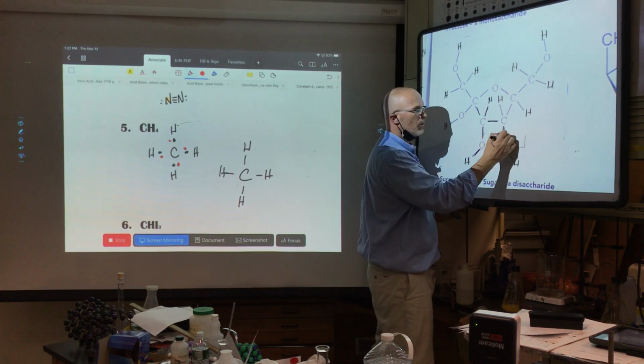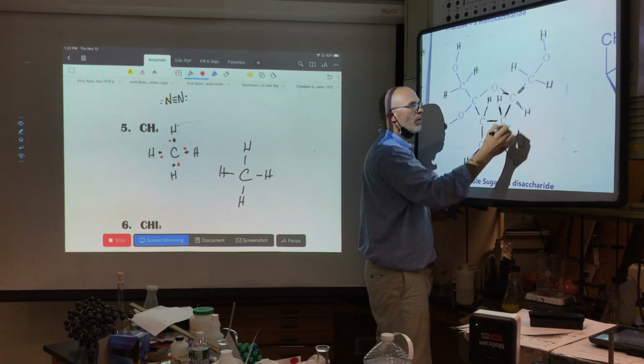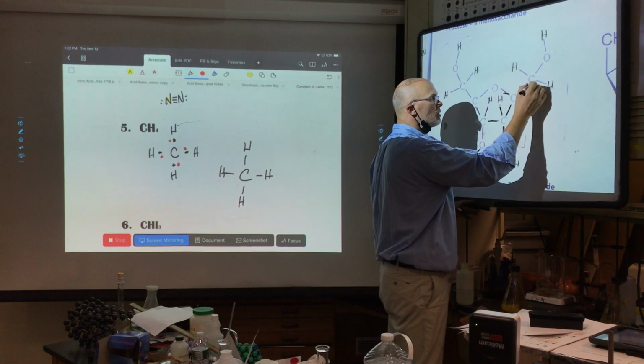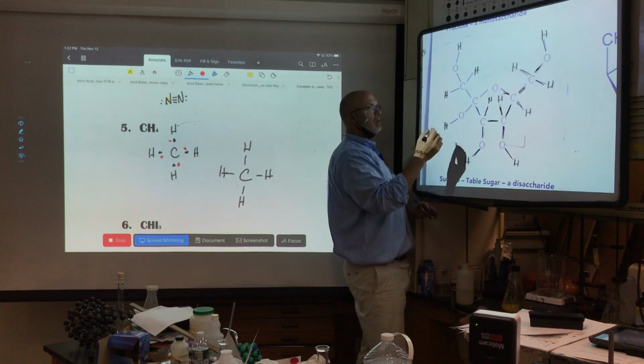Carbon has how many bonds? One, two, three, four. This carbon has how many bonds? Four. This carbon has four. How many for O? Two. Okay, you get the point here.